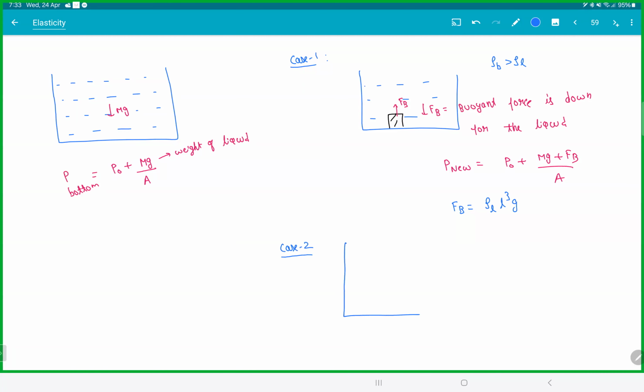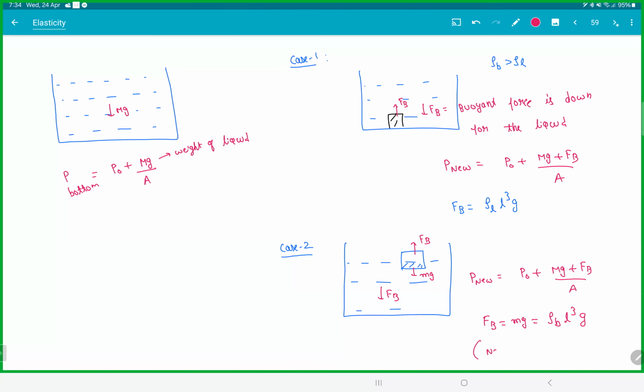In case 2, the block is floating, so it is not completely immersed. This is FB. This is the mass of the block. So the same buoyant force will act on this. Here the pressure will again be P naught plus mg plus the buoyant force, by area. But here the buoyant force will be the weight of the block, rho b into L cube into g. It's not completely immersed, so you can't take the full volume.